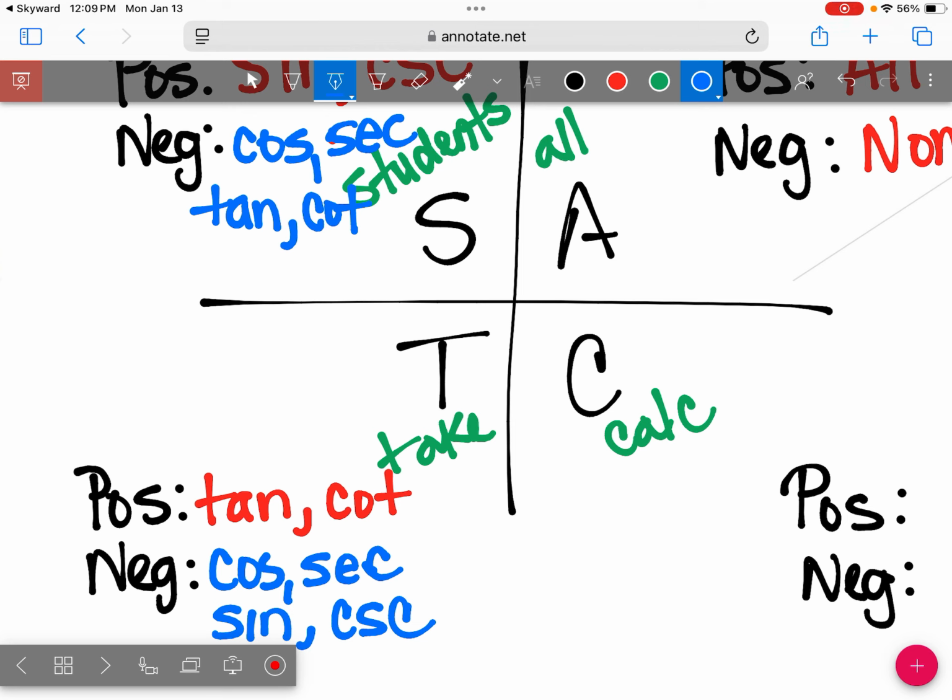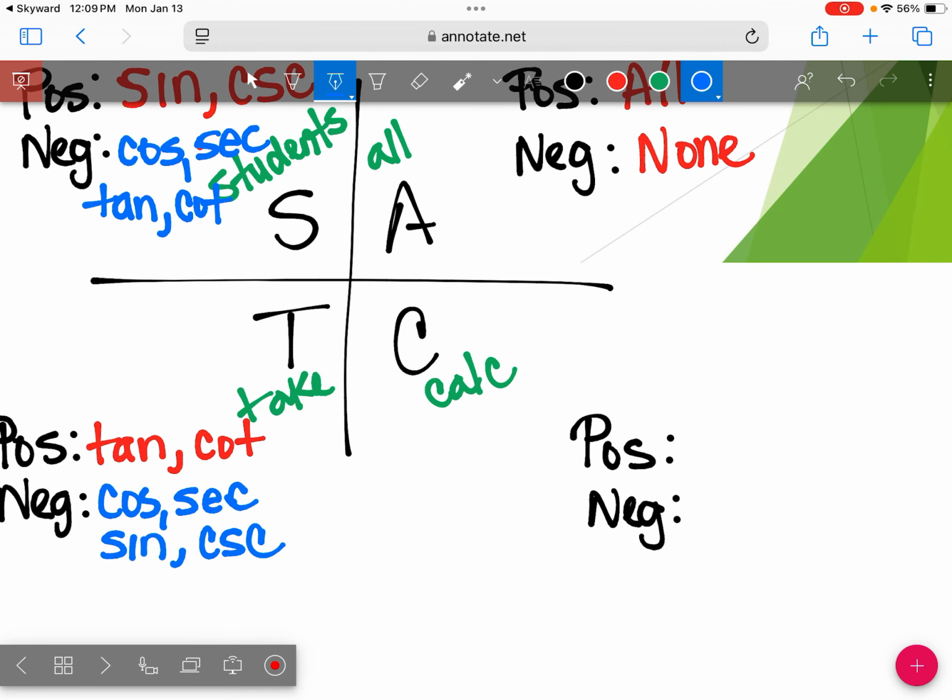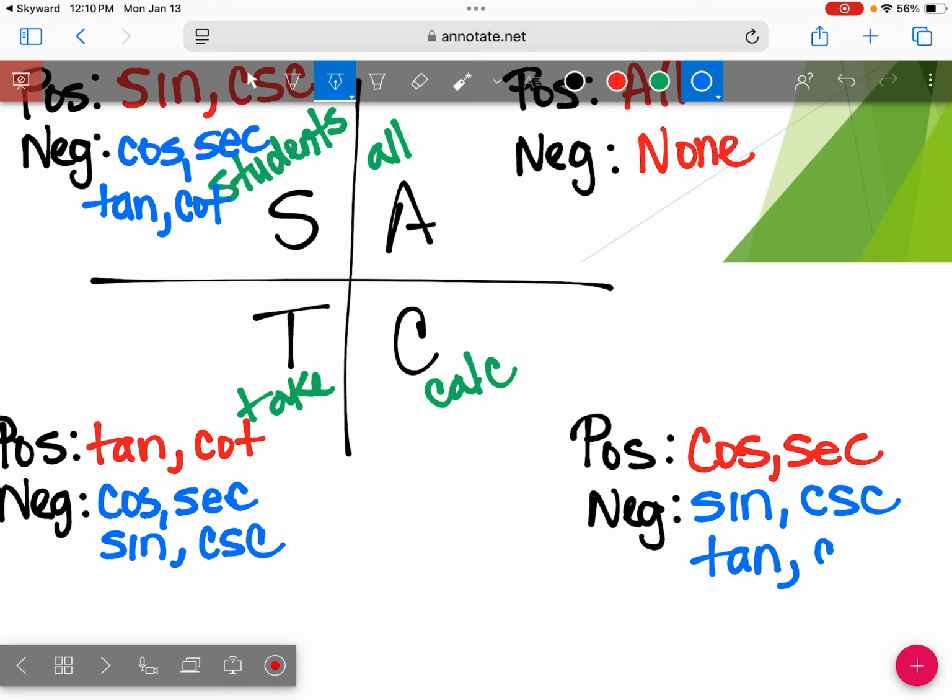All right. So what do you think the C stands for? Not cotangent, cosine. Cosine, and who's the sister to cosine? Secant. That's what's positive. Negative will be sine, cosecant, tangent, and cotangent.